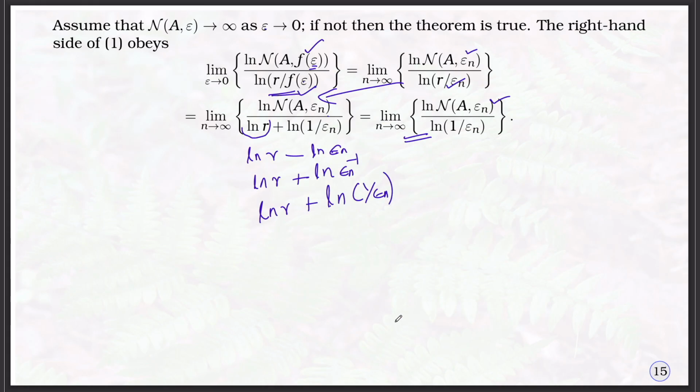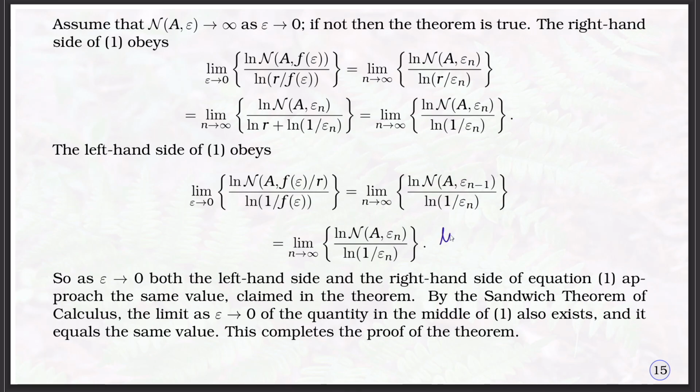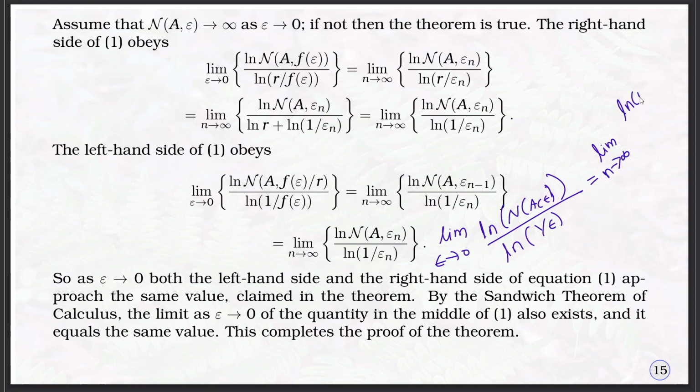Therefore one can conclude that the limit as epsilon tends to 0 of ln N(A, epsilon) over ln of 1 over epsilon is equal to the limit as n tends to infinity of ln N(A, epsilon_n) over ln of 1 by epsilon_n. So the left side limit is this one, then the right side is this one, therefore this one equals this one.